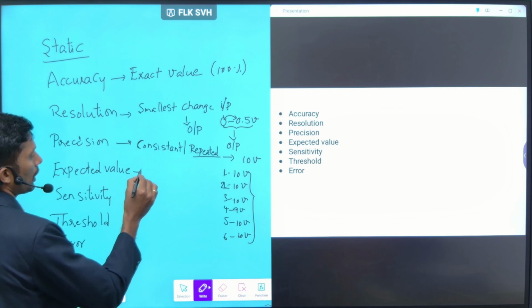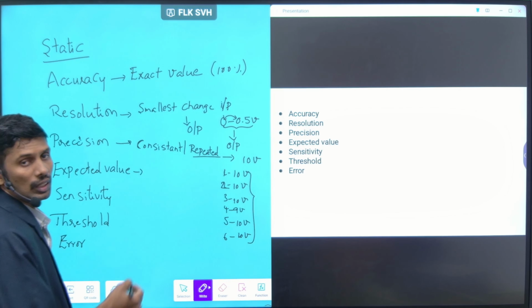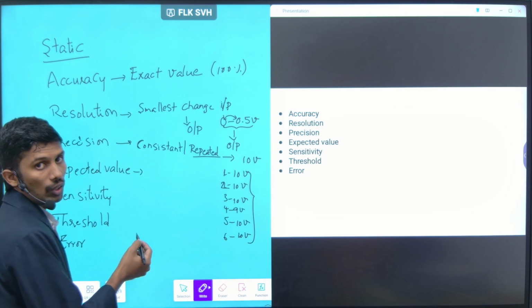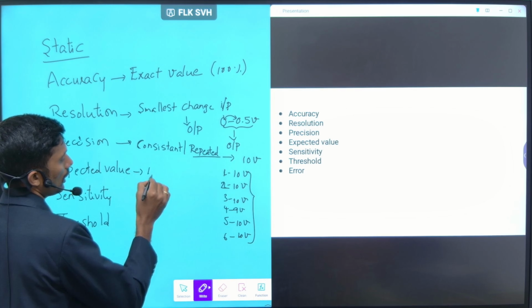The next one is the expected value. For every circuit we design, it can produce some design value. That is called the expected value.